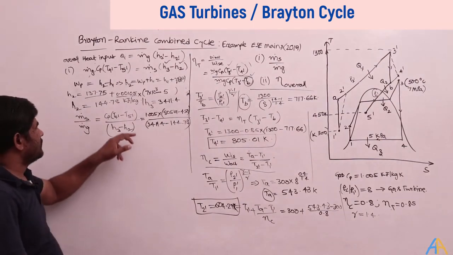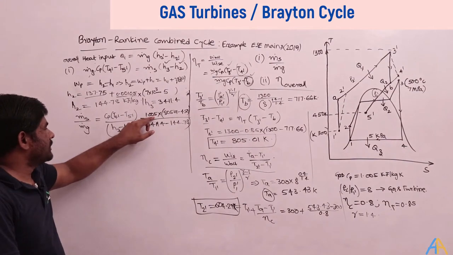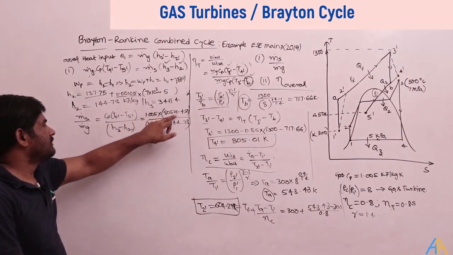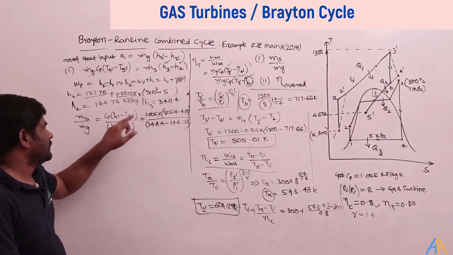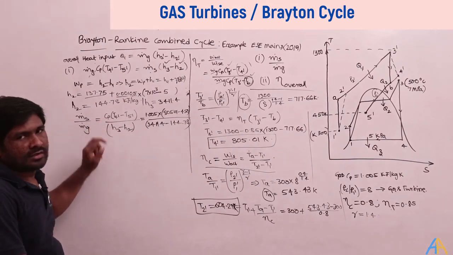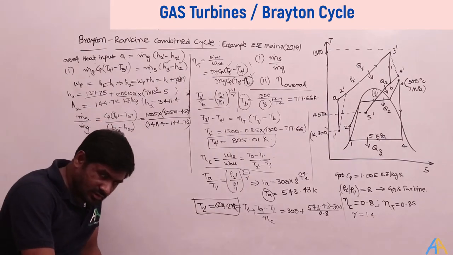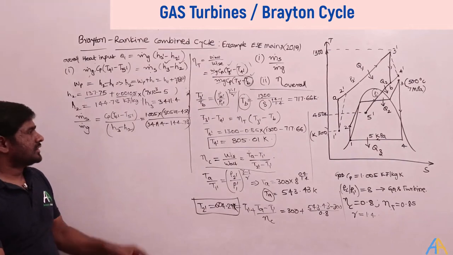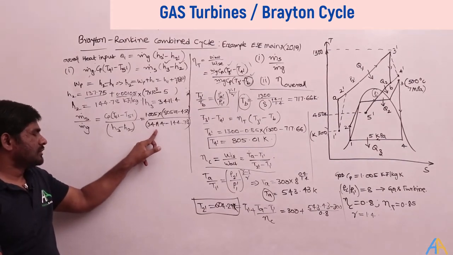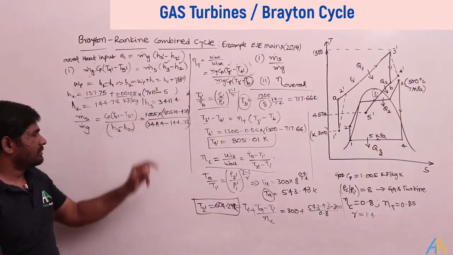Units. So here what happened? This is kilojoule per kg Kelvin, and into the Kelvin, so it will become kilojoule per kg. What is the unit of cp? Specific heat, kilojoule per kg Kelvin. And here, what is the unit of this? Kilojoule per kg. Okay, both are matching.